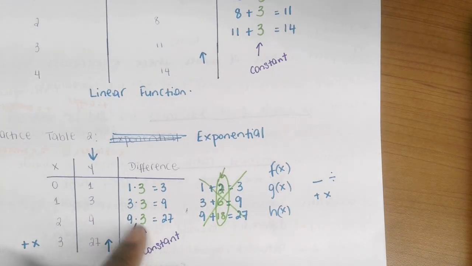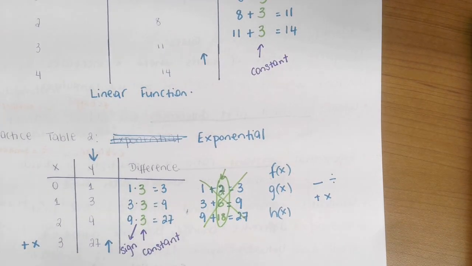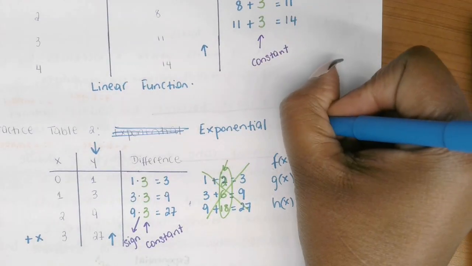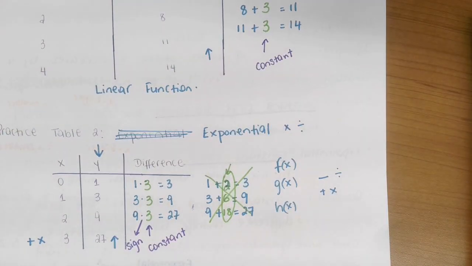Then you find the pattern. What pattern do you see? What do I have to multiply or divide by to get the new number? You should ask yourself. Good. And then you find the constant and what sign did you use. Once you figure that out, then you know that it is either exponential or linear or quadratic.